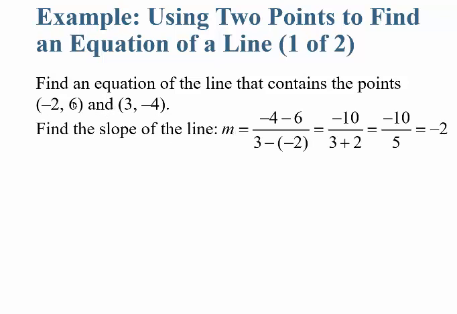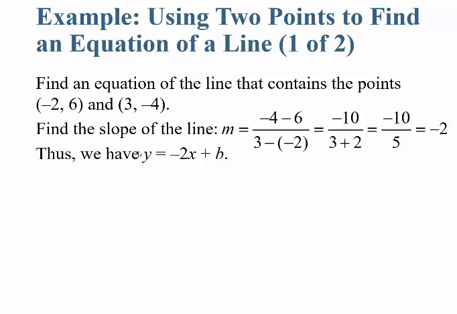So this will be my x1, y1, x2, y2. So it's y2 minus y1. So minus 4 minus 6 gets me minus 10 over x2, 3 minus x1, minus 2. So minus minus becomes a positive. 3 plus 2 gets me 5. Negative 10 divided by 5 gets me negative 2. All right, so here's the thing. We know the slope of the line.